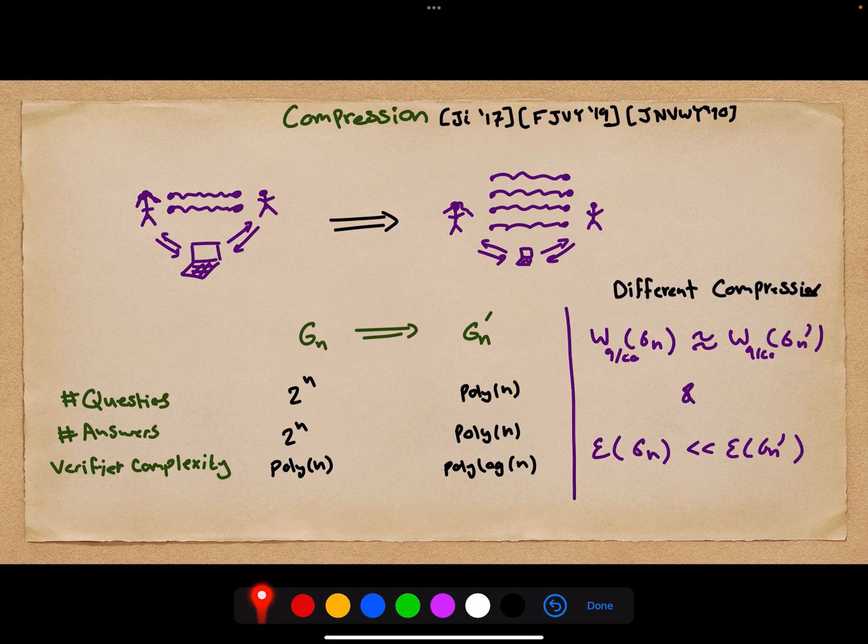Again, we want the either quantum or commuting operator values of these new games to be very much related to the original games. And in order for this compression to happen, usually the idea is to delegate a lot of the verifier's computation to the players, and this involves forcing the players to share more entanglement. And we can usually, in these compression theorems, say something about how much entanglement these new games must have in terms of the original game's entanglement requirement.